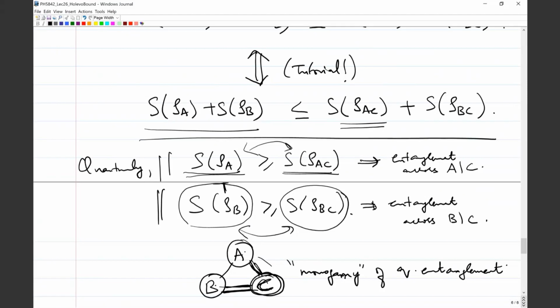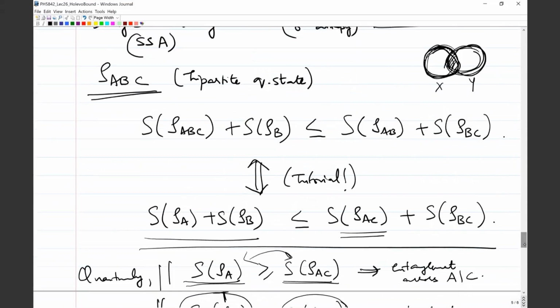Okay? So this is one manifestation of what is often called the monogamy of quantum entanglement. This is one way of understanding what this messy inequality is saying. Okay? Questions?